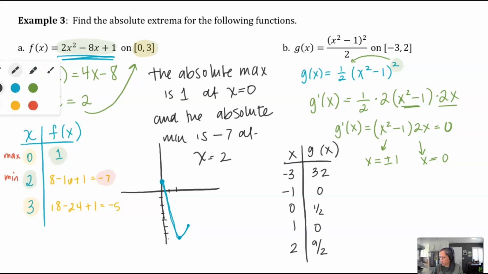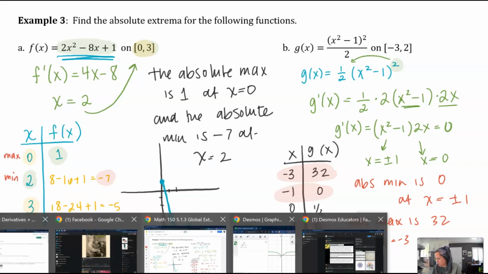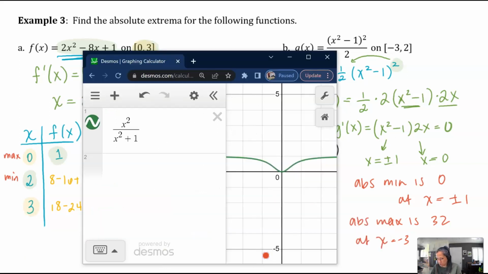Okay. So we've got our absolute maximum and we've got our absolute minimum, which happens at two different values of x. So absolute min is 0 at x is equal to plus or minus 1, being really lazy there. And absolute max is 32 at x is equal to -3. And it's been a hot minute since I checked Desmos, and I did a lot of mental math there, which you guys know is not my jam.